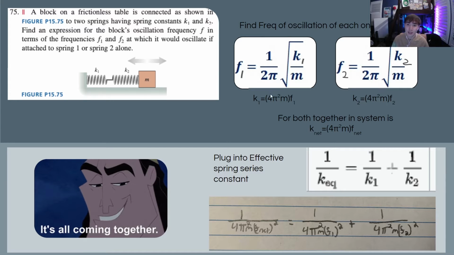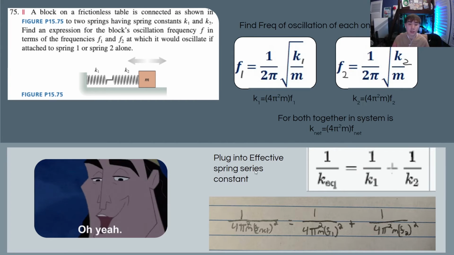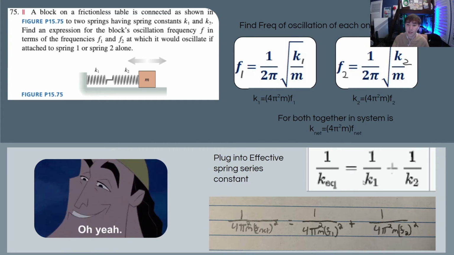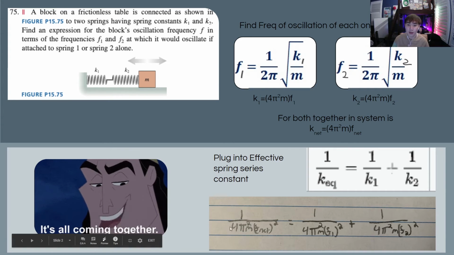And we're going to isolate the K's, which is down here, where we have K1 equals 4 pi squared m times F1 squared, and the same thing over here, just everything in F2 and K2. And then I also made this here, which is the K net and the F net, so we could plug into this part right here. So at this point, we just use the effective series spring constant, and we plug all the K's into the respective parts. K EQ I just used as K net, just so you guys know. And so down here we have everything plugged in, with the same things for our F net, F1 and F2.